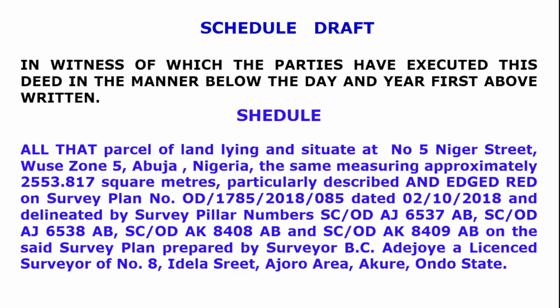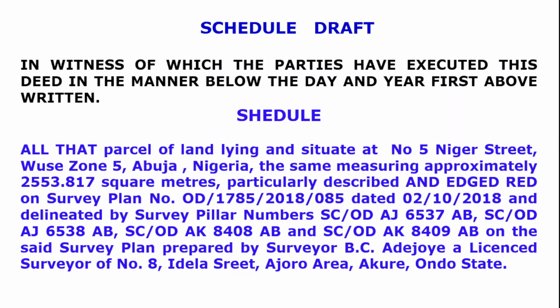On the said survey plan prepared by Surveyor BC Adejoye, a licensed surveyor of number 8 Italina Street, Ajoro Street area, Akure, Ondo State. So what is this doing? It's giving you the dimension of the land, right? It tells you the site layout, right? So if for any reason there's an issue with the parcel clause as to dimension, we come to the schedule to rectify that. It serves as an interpretation guide to the court to properly interpret the dimension and measurement of the land.